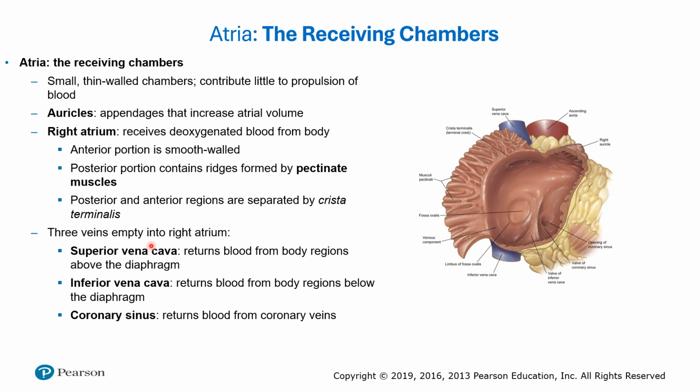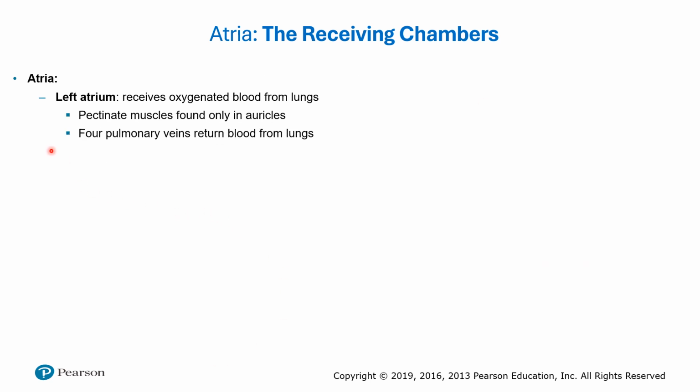Three veins empty into the right atrium: the superior vena cava, the inferior vena cava, and the coronary sinus. The coronary sinus returns blood from the coronary veins. And the left atrium receives oxygenated blood from the lungs. Pectinate muscles are found only in the auricles, and four pulmonary veins return blood from the lungs.